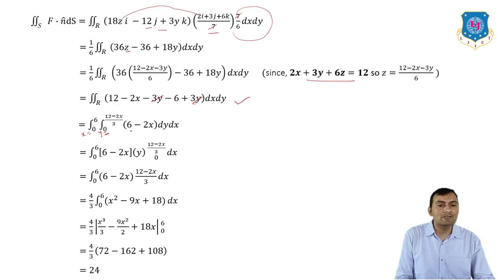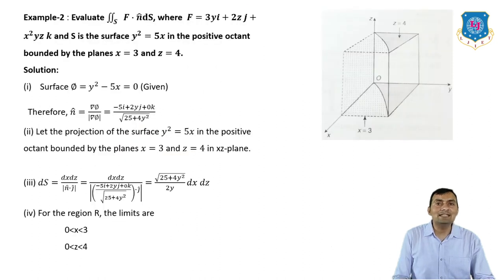And after integrating, this is a constant function for y, because we are first doing the integration with respect to y. So the integration will be only y from 0 to (12 minus 2x) divided by 3, and then dx is also there. So let us put the upper limit. So we have (12 minus 2x) divided by 3, and after simplifying we will get this. As we know how to perform that integration, after putting the limit you will get the answer, that is 24. So we have obtained that the double integration of the vector field F over the surface S is 24. Let us see another example.